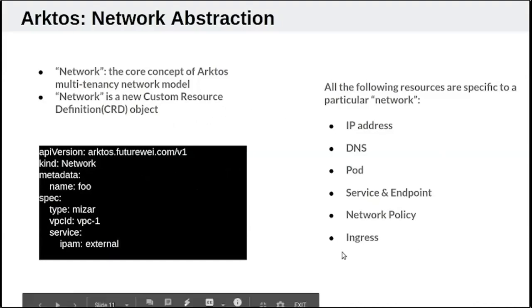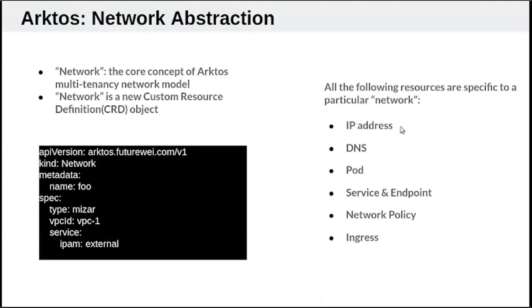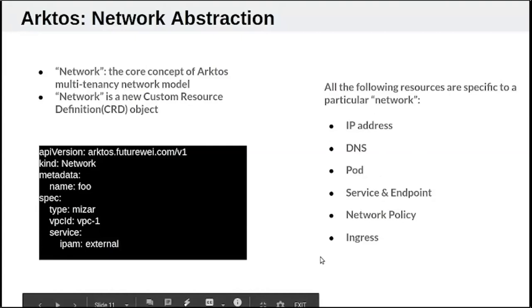This lists some network resources that are network specific. For example, pods of one network cannot access and cannot be accessed by pods from any other networks. In this way, it provides a very strong isolation with regard to the network resources.